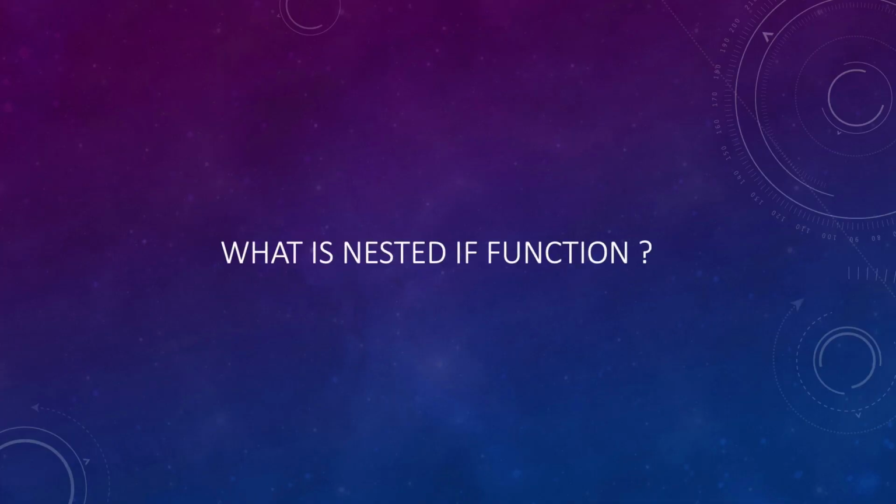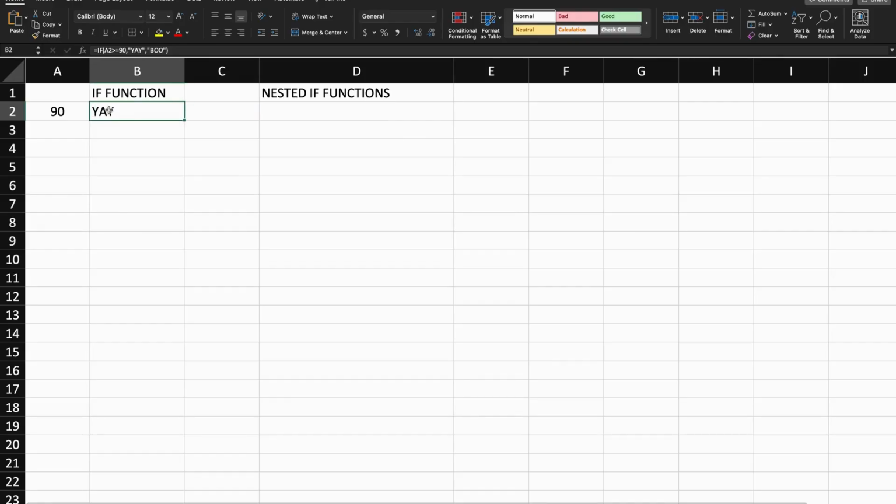What is a nested if function? Well, the nested if function is the if function within the if function. As you see here, we have just a basic if function. Again, 90. If it's greater than or equal to 90, we have it display yay. If it's not, then we have it display boo.